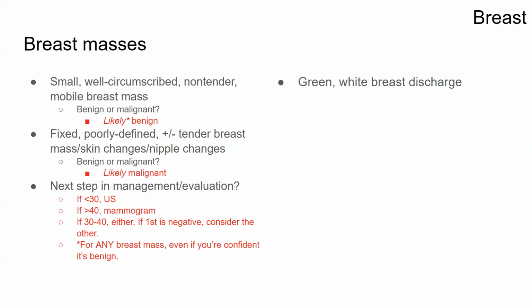Let's say, for example, maybe they have a mass, maybe they don't. They come in and their concern is that they have green, white, maybe brown or sticky breast discharge. Once again, anytime you're presented with off-colored breast discharge, you want to think about whether or not this is a benign or a malignant condition. So if it's this color or if it's sticky, it's most likely benign.